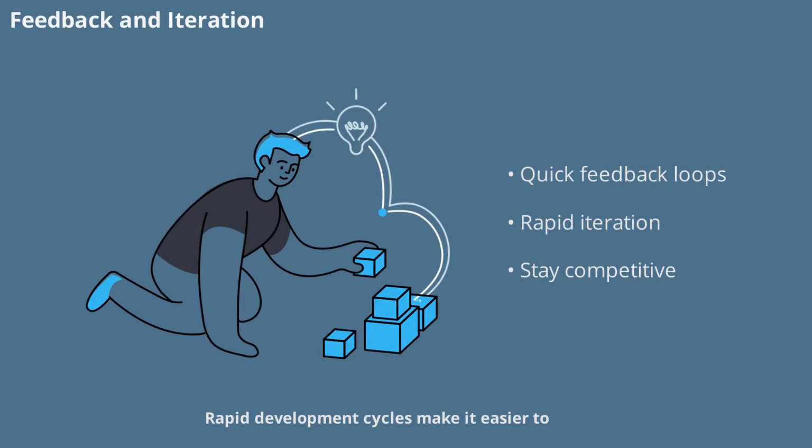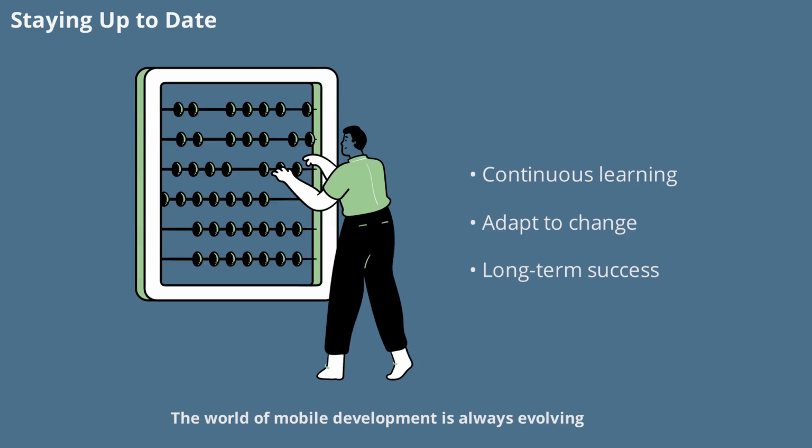Rapid development cycles make it easier to gather user feedback and iterate on your app. With Jetpack Compose and Kotlin Multiplatform, you can quickly implement changes and improvements, responding to user needs and staying ahead of the competition. The world of mobile development is always evolving.